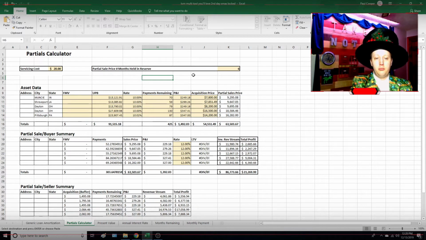The partial sale number of months held in reserve is the number of months you want to add on to the acquisition price. And it's kind of misleading. Right here, it would look like 6 months is held in reserve. What this does is calculate 6 times the P&I and add that onto our acquisition price, and that's the sales price. However, that's not really 6 months in reserves because more than likely there was due diligence that was paid for on the front end.